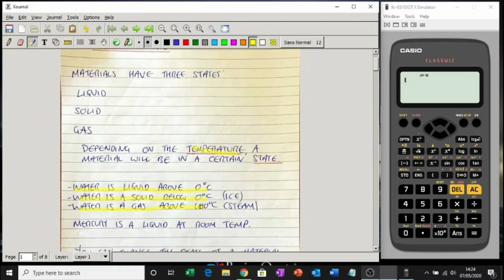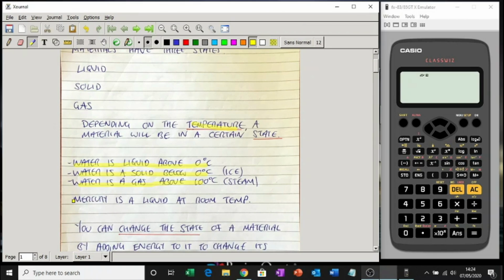As you go up, with the change in pressure, things change a bit. We also know that mercury is a liquid at room temperature. So, not all metals are solid at room temperature.